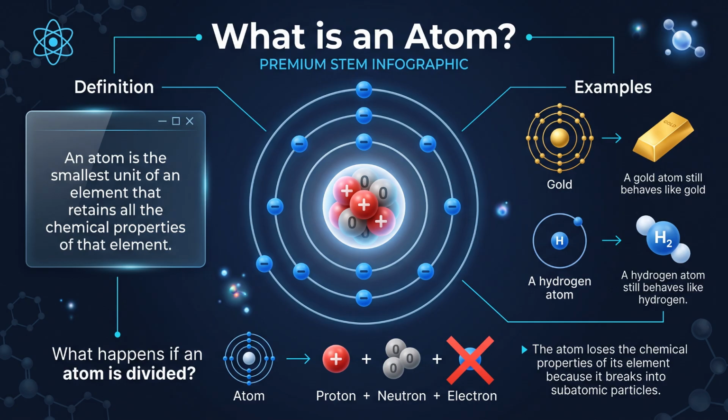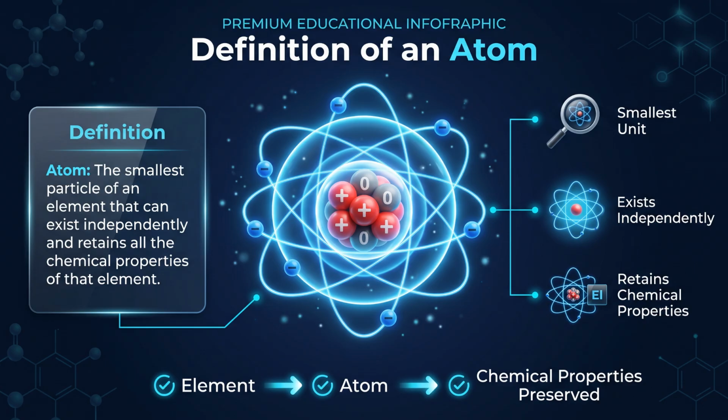As we can see in the glowing information panel on the left, an atom is defined as the absolute smallest particle of an element that can exist independently while still retaining all the chemical properties of that specific element. Looking at the right side of the infographic, this definition is broken down into 3 core pillars.